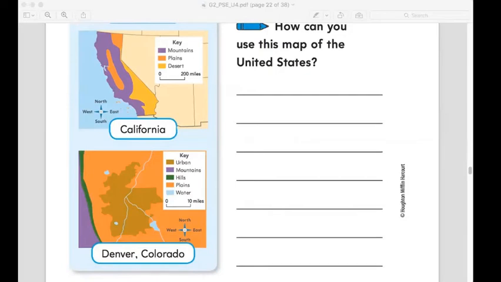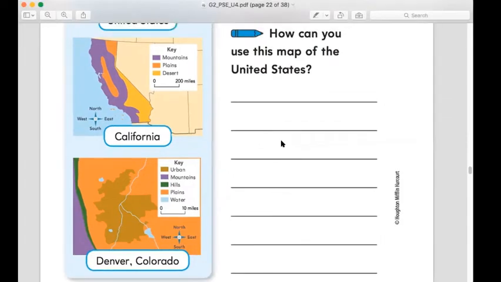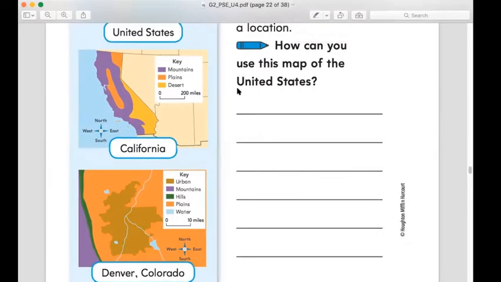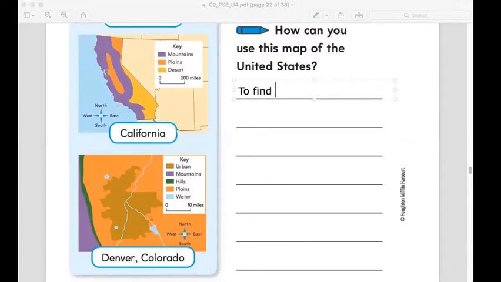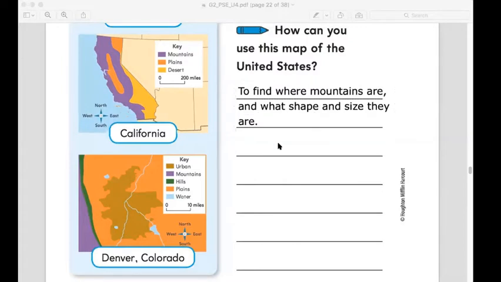Excellent. Dukchi, can you read your answer? I can use the United States for climbing mountain. How can you use this map of the United States? You could say to find where mountains are and what shape and size they are. That might be a better answer.